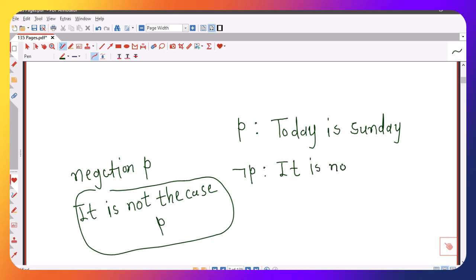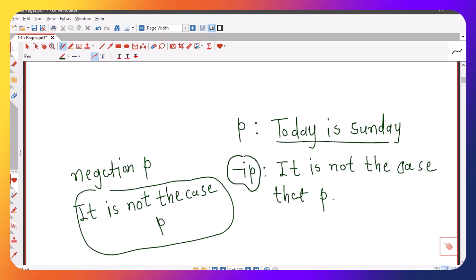Here the negation of P is denoted by this symbol, and I will write that it is not the case that statement P, which is today is Sunday. In this way we can easily write the negation of any statement. If P is a proposition, then the negation of P is the proposition defined as: it is not the case that proposition P is true. We will use this notation to denote the negation of P.